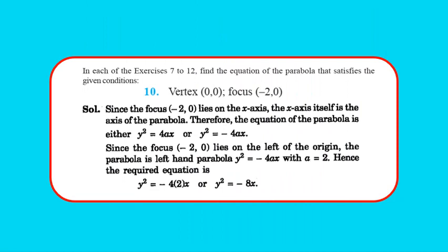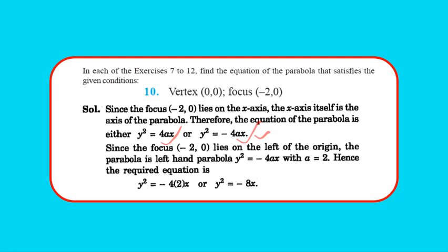Moving to question 10. Vertex is given (0, 0), focus is given (minus 2, 0). We have to find the equation of the parabola. Now since the focus (minus 2, 0) is on the negative x-axis, it will be either in the form of y square equals to 4ax or y square equals to minus 4ax. But since it is negative, it will be y square equals to minus 4ax.